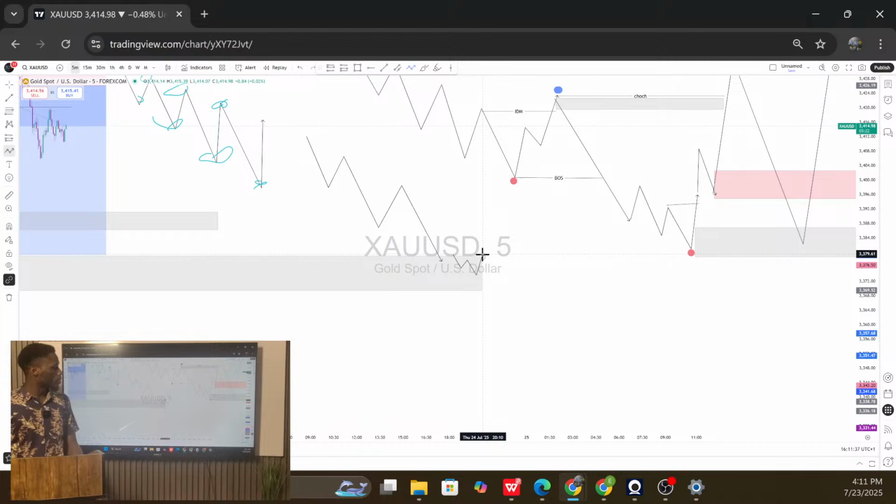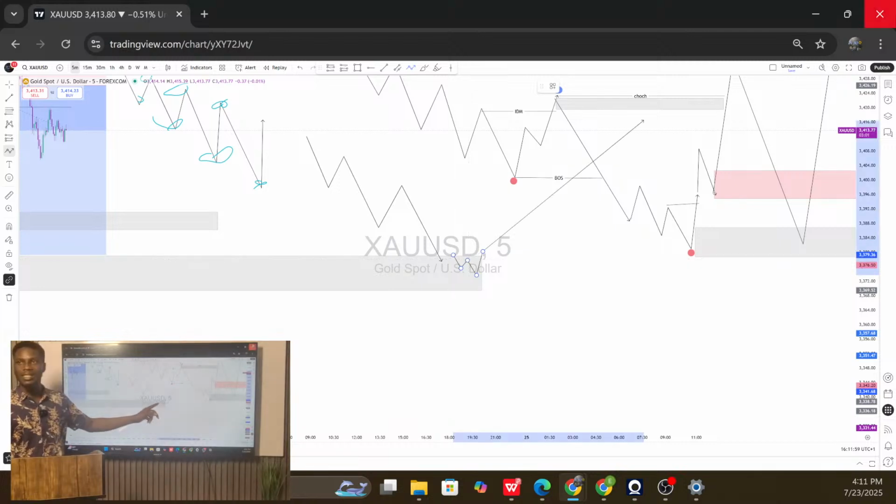Price coming up. The moment you have a violation here, the moment you have your first violation inside your POI, once price gets to your POI and you have scaled down to your lower time frame, the moment you have the first violation, that gives you what? Your change of character, right?